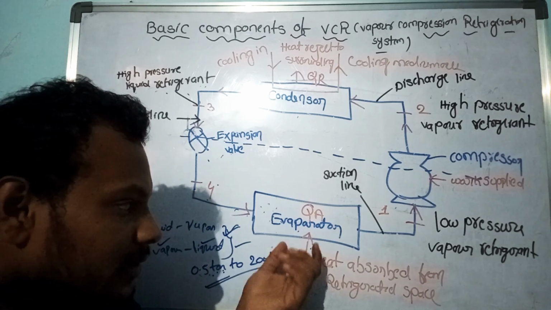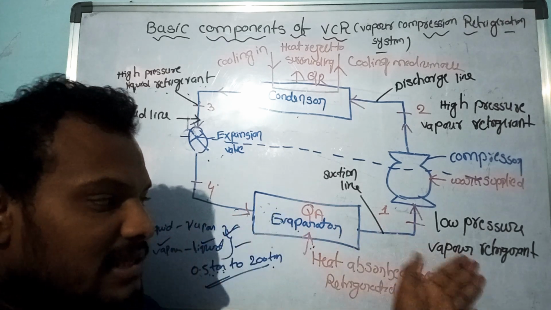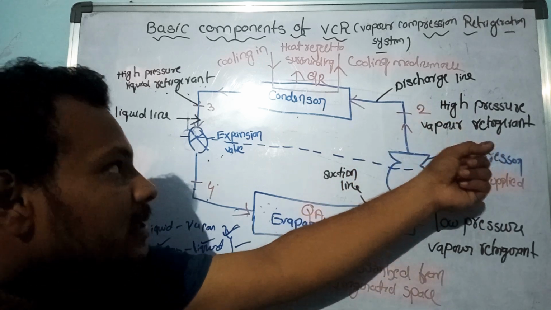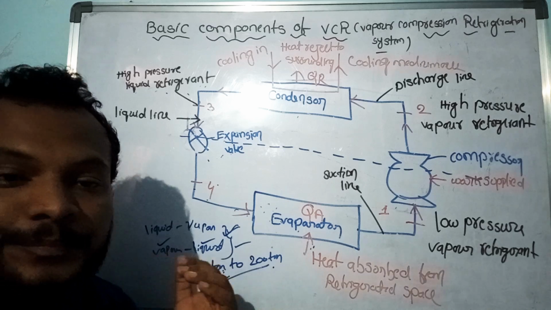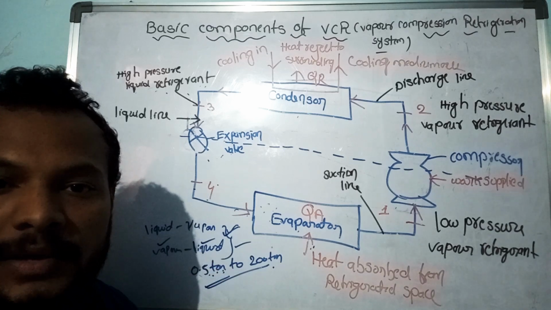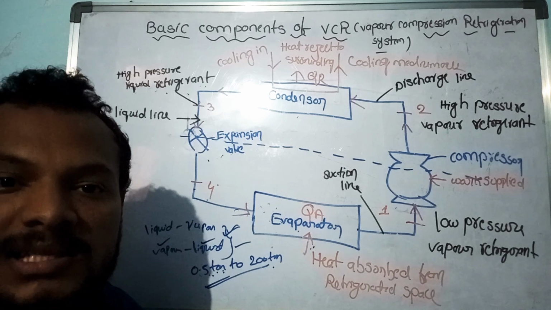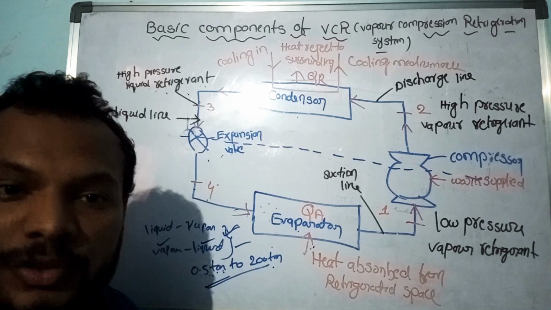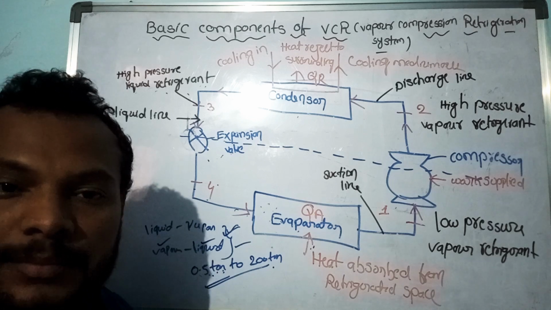The liquid refrigerant is changed into vapor refrigerant, and the vapor refrigerant is changed back into liquid refrigerant. So in each cycle the refrigerant changes from liquid to vapor or vapor to liquid. Why does it change? A large amount of latent heat is absorbed from the given space during the phase changing process.